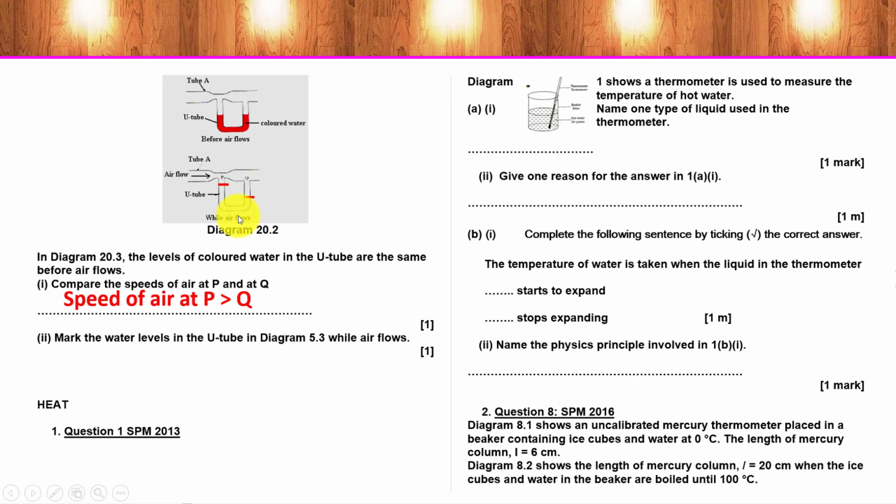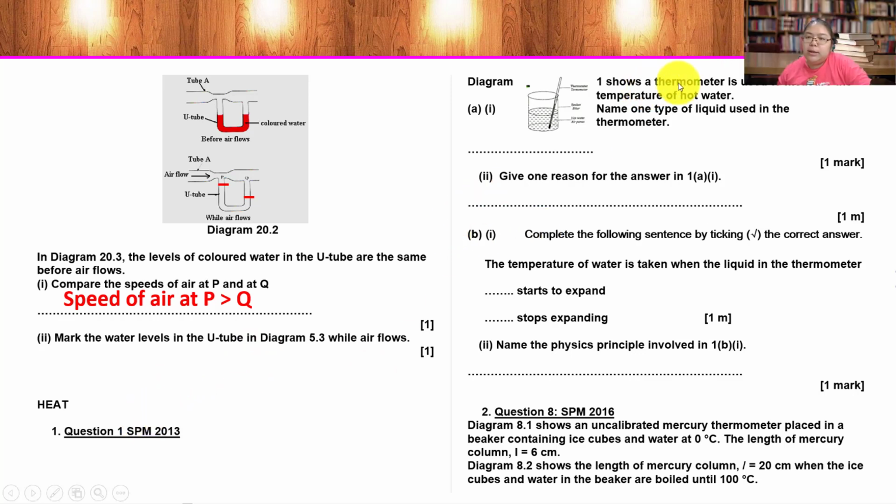Okay, so chapter 3 is finished. Then we go to chapter 4, heat. Okay, let's see the first question. They show a beaker with hot water inside. Then after that, a thermometer is put inside the hot water. Now they ask you, name one type of liquid used in a thermometer.